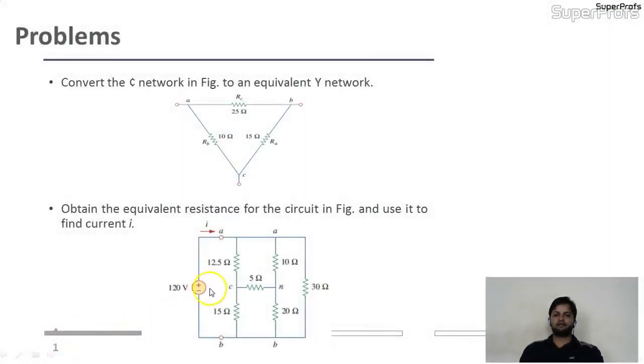Last time I gave you one homework also. If you did that, in that also there is a lot of application of star and delta connection. If you didn't do that, today I'm going to do it for you. So here we go. The first example we already attempted, and the second one asks: obtain the equivalent resistance for the circuit in the figure and use it to find the current I.